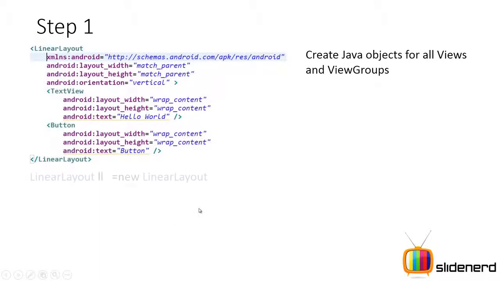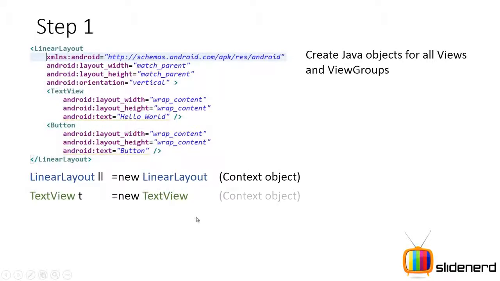So for the first step, I'm going to say linear layout, LL is new linear layout. For the text view again, I'm going to say the same thing. For the button again, I'm going to say the same thing. Now if you guys notice this parameters over here, it says context object. Now if you're a beginner, this is the biggest source of confusion. You wonder what the context object is. Well, don't worry too much about it. A context object is nothing but a way to access the system resources and platform services inside your Android. Now for every view and view group you create, you pass this context object and you're done with it. Alright, this is the first step.